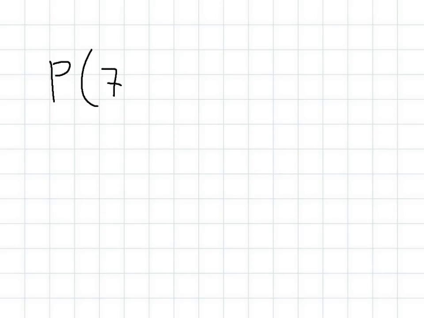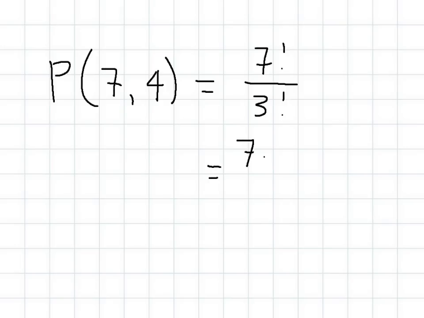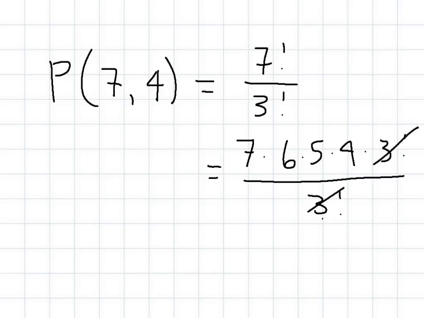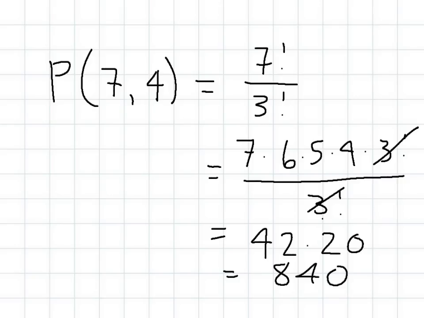that in fact would be 7 factorial over 7 minus 4, which is 3, so 3 factorial, which would be easy to calculate. 7 times 6 times 5 times 4 times 3 factorial, all over 3 factorial. The 3 factorials cancel out, and we're just left with 42 times 20, or 840.